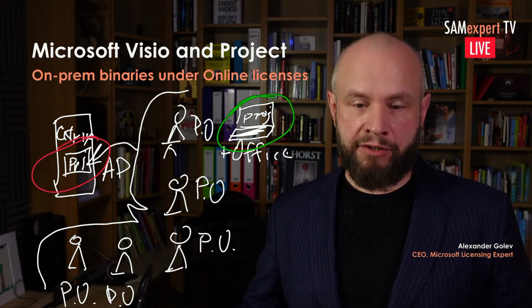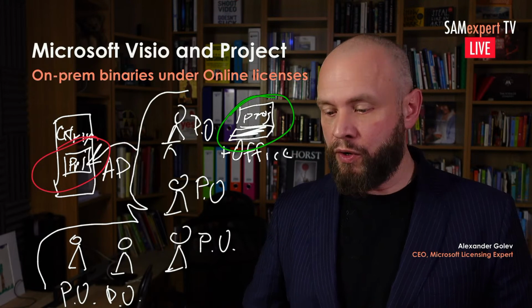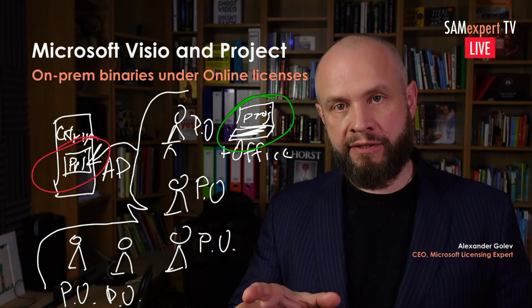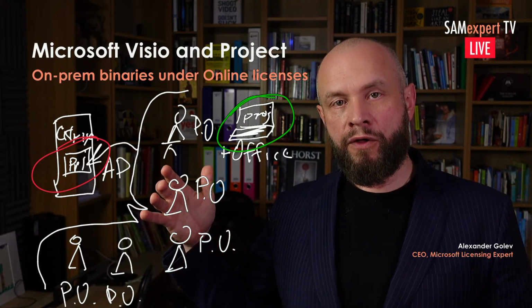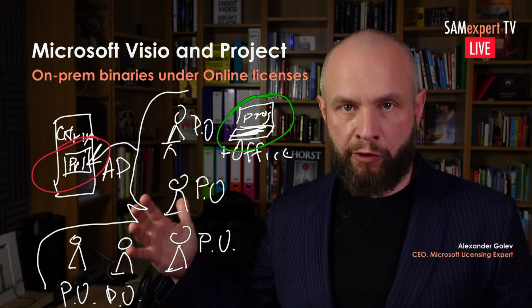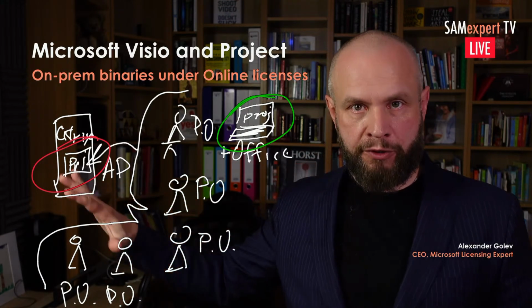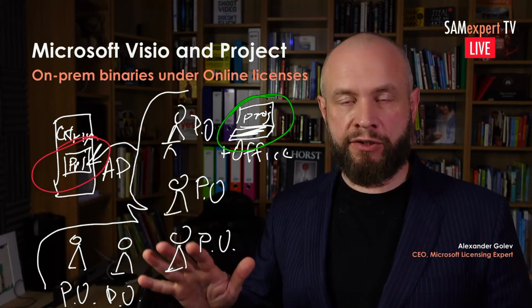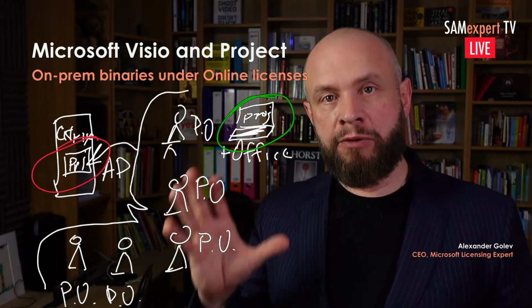That just doesn't apply to this terminal server. Just forget about it. So using online licenses to cover for non-online media of Project and Visio in a terminal server is out of the question. That will create all sorts of problems. And I can explain why.